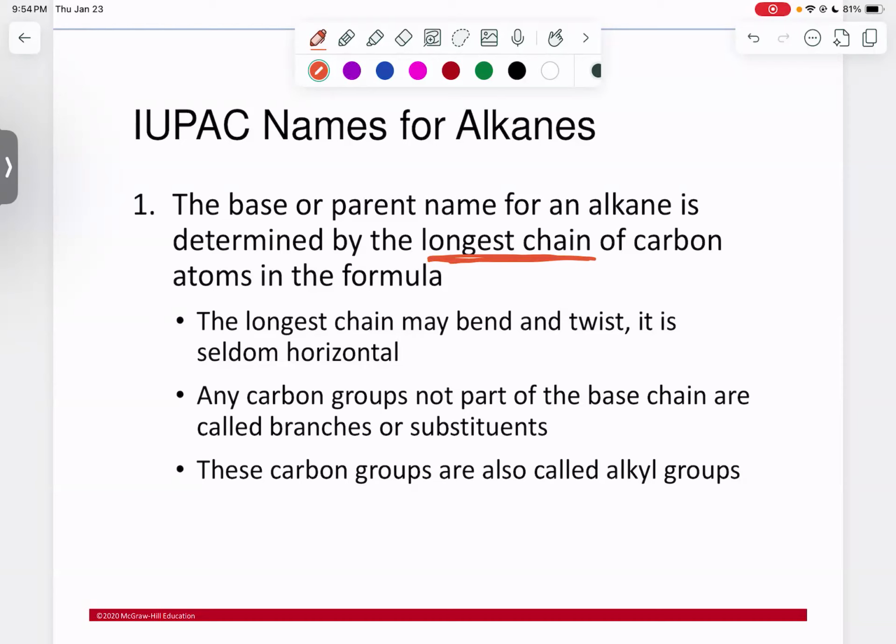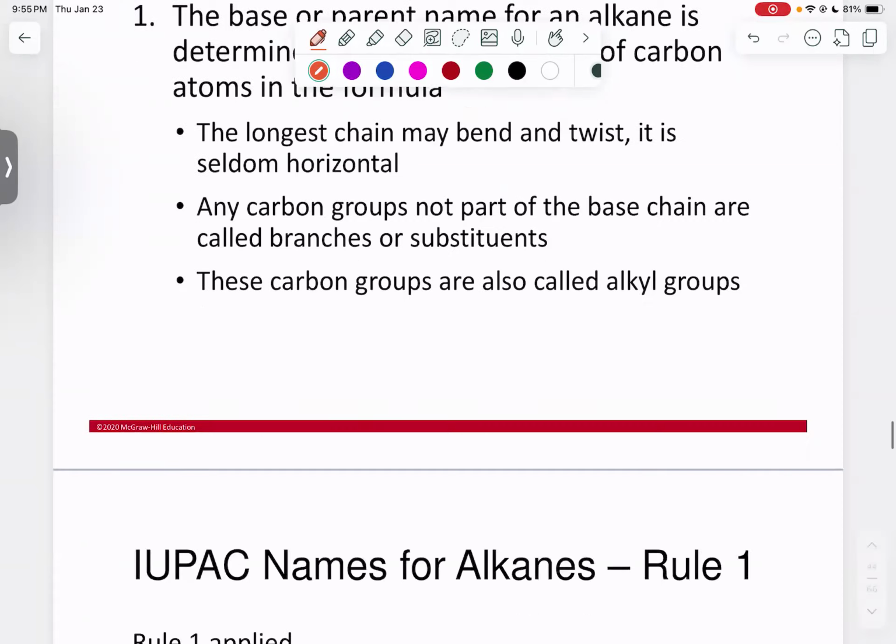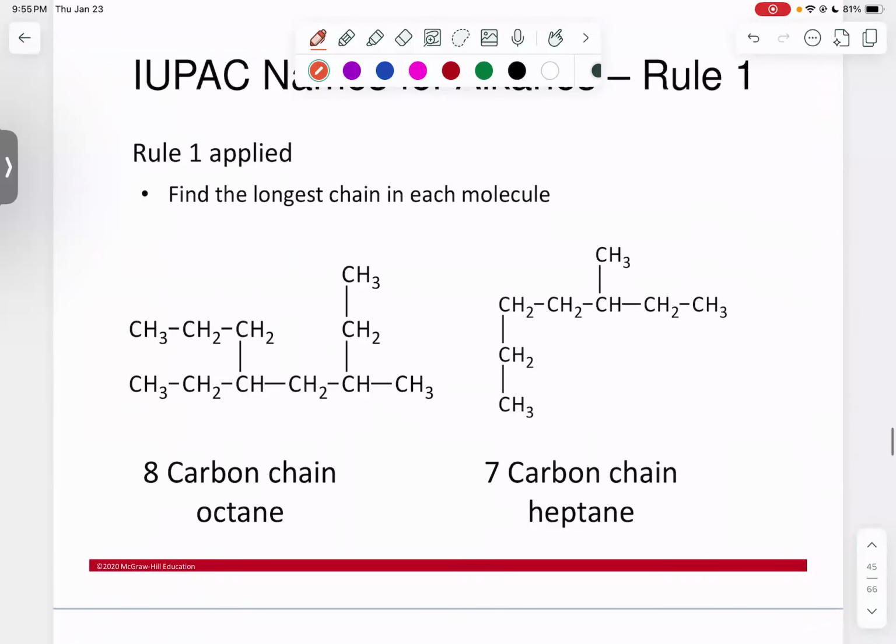It may bend, it may twist, it may start at the bottom, it may start from the right, it may start from the left, it may start from the top. It doesn't matter. But any carbon groups that are not part of this long chain are called substituents or branches. And they're also called alkyl groups. It's all the same thing. Okay, so let's look at an example.